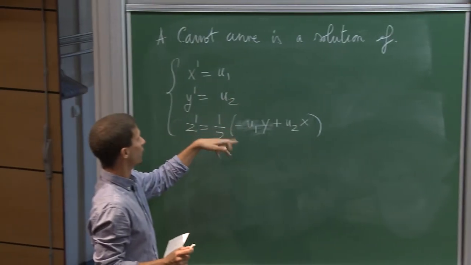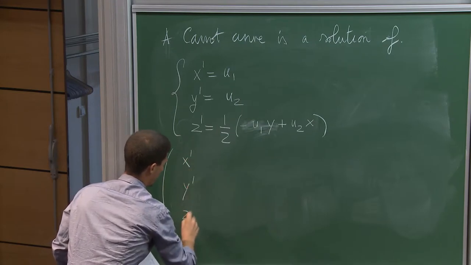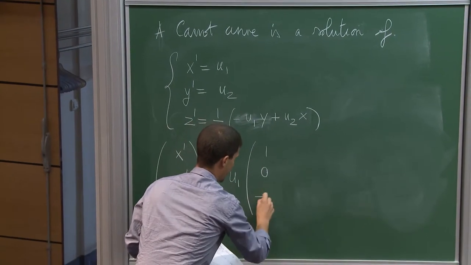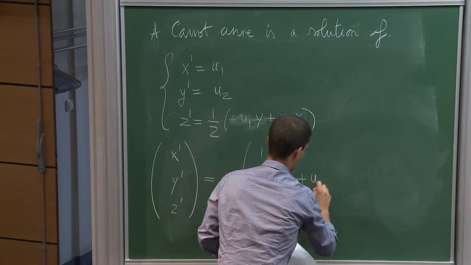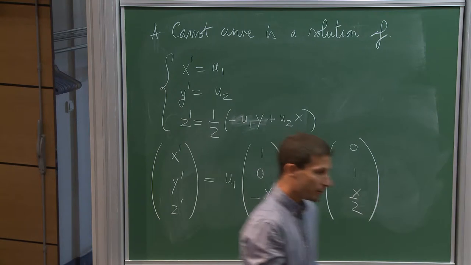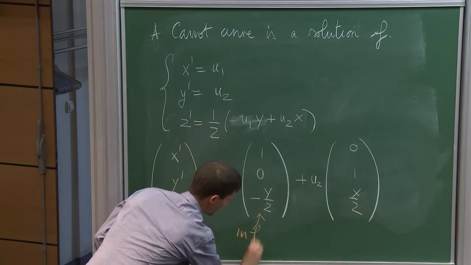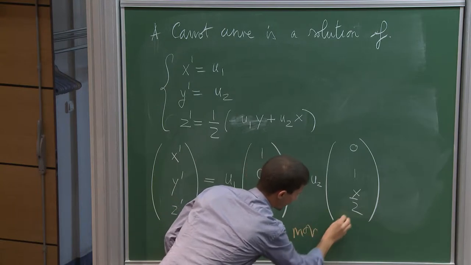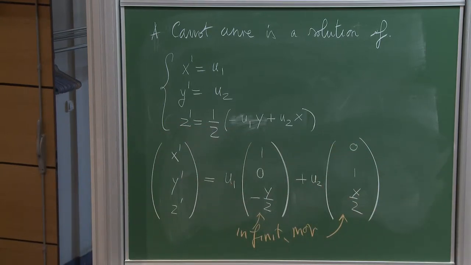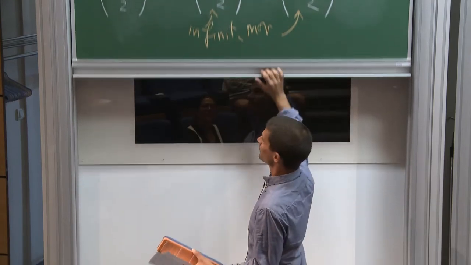Okay, this of course is equivalent to that, and now I can write it in a form that is similar to what we wrote before. So u1 times (1, 0, minus y over 2), plus u2 times (0, 1, x over 2). So now these are the two infinitesimal movements, or vector fields, okay? And each of these movements or vector fields, if you now get used to the word, maybe I can use vector fields and it's no more scary.